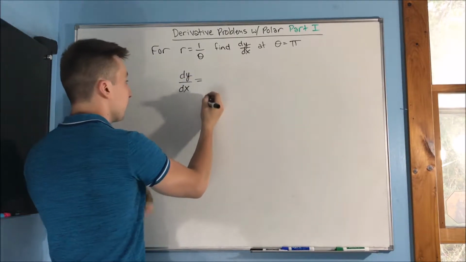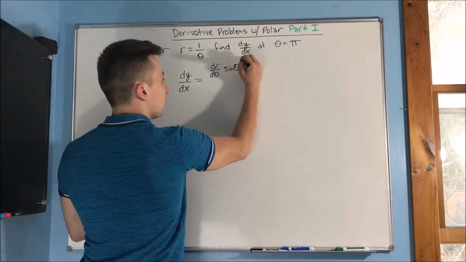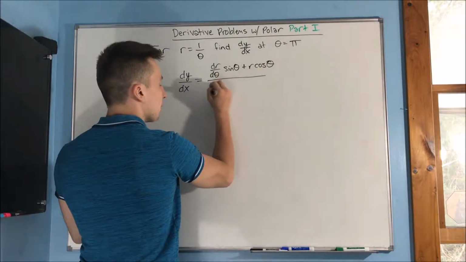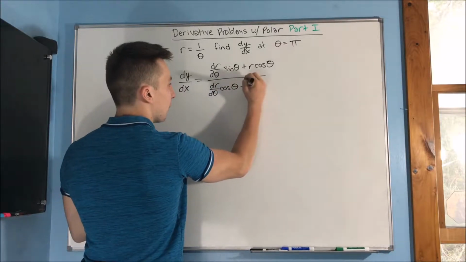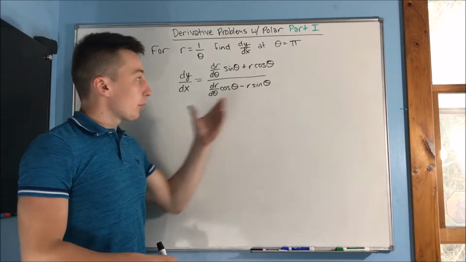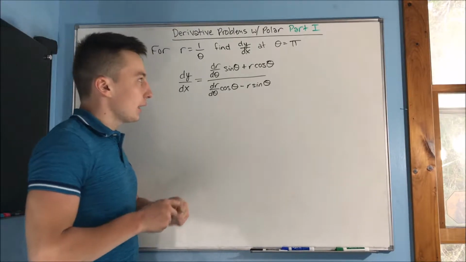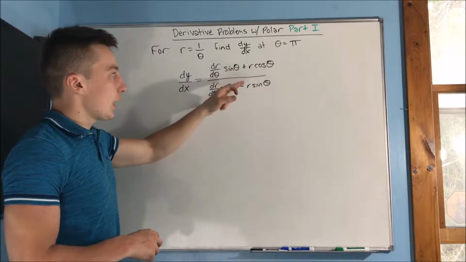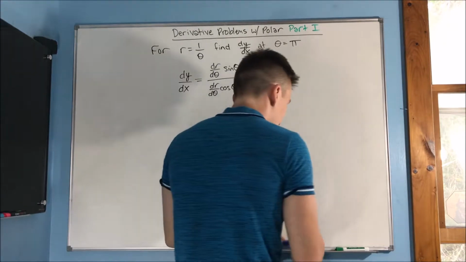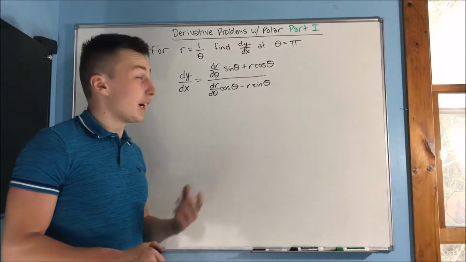Okay, our equation for the derivative is dr d theta times sine theta plus r cosine theta over dr d theta cosine theta minus r sine theta. Okay, now as I did in the last video, which was the explanation video on derivatives with polar, I like to write out what dr d theta, sine theta, r and cosine theta are on the side here, because I think that helps, because then you can just plug in, simplify and solve, honestly.